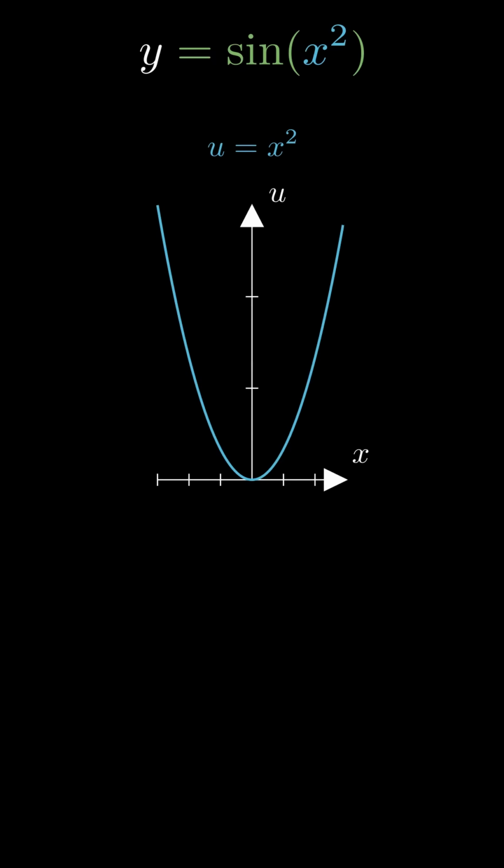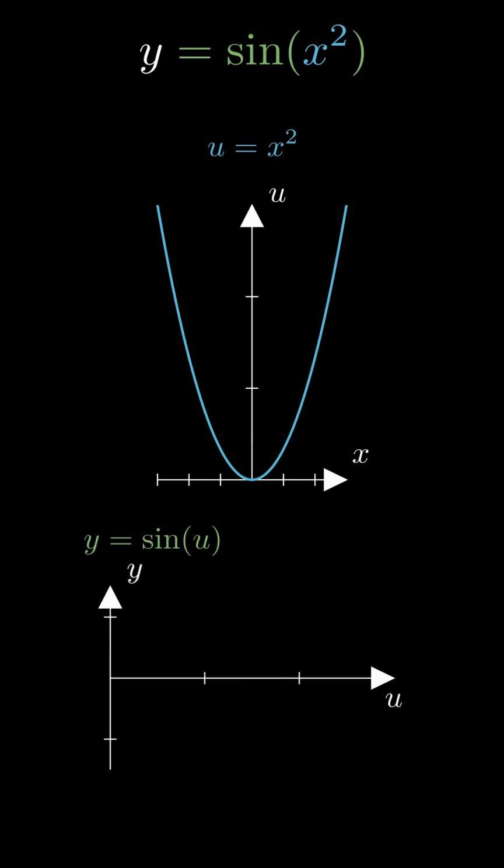u equals x squared. As x moves, u changes according to the graph of x squared. Now look at the outer function, sine of u. This function doesn't receive x directly. Its input is the output produced by the inner function. Together, they form a chain of transformations.